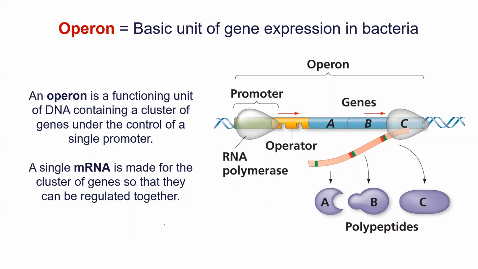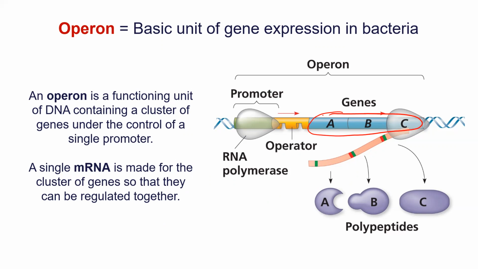So what does that mean? It means we have multiple genes. Take a look, we've got 3 genes. What we're going to do is regulate them all together. We're going to turn them all on, or we're going to turn them all off. And so how is this done?